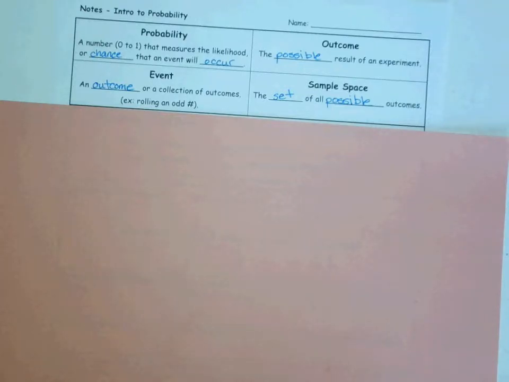And then sample space is the set of all possible outcomes. So back to the dice example, the set of all possible outcomes when you roll one dice or a die, it would be 1, 2, 3, 4, 5, and 6. So there's 6 numbers that would be in your sample set or your sample space.